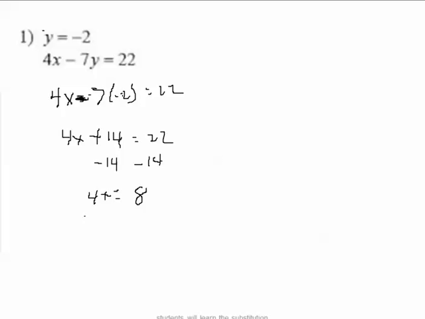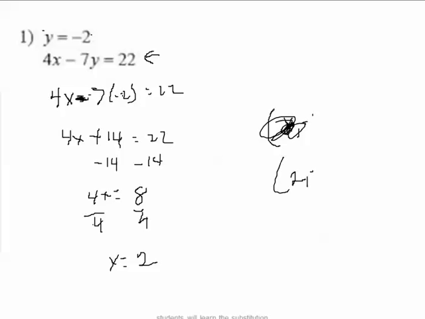8. So I'm going to divide by 4 in both of these two cases, and I'm going to get that x is equal to 2. I know what x is. So now it's a matter of plugging it back in. Where would be a good place to plug this back in to find y? I got to go back to this equation here. It's the only one that has, well, I know what y is. y is negative 2. So my point is going to be at 2 comma negative 2.